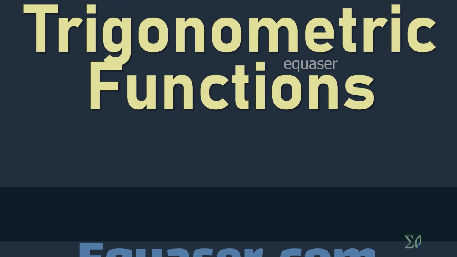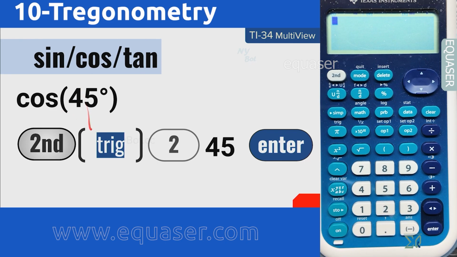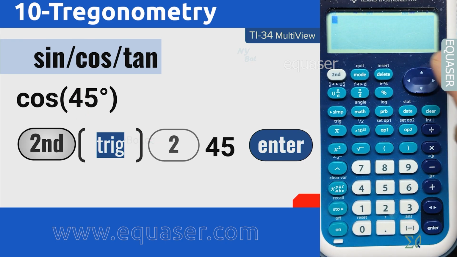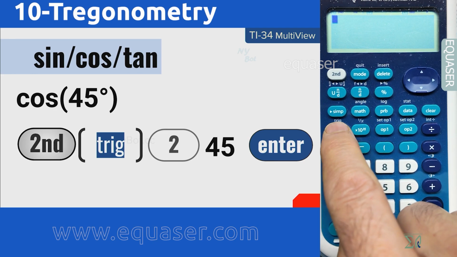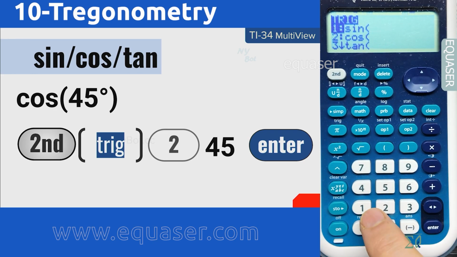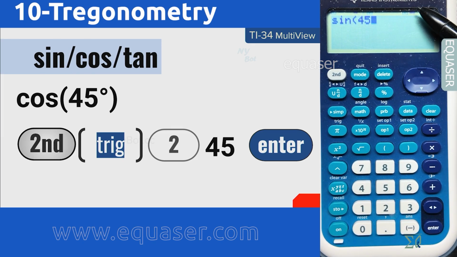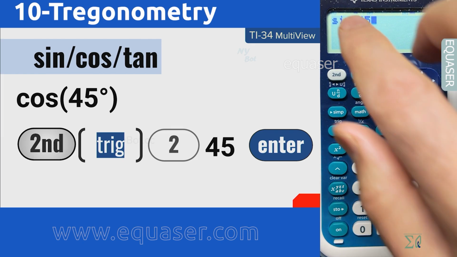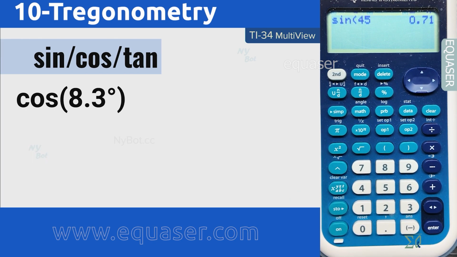Now let's have a look at the trigonometric functions of this calculator. If you want to do sine of 45, to do that we press second function and trig. Trig is the second function of pi. Now we can select sine and then 45. You don't need to enter the degree because it's already in degree mode. So we get 0.71.